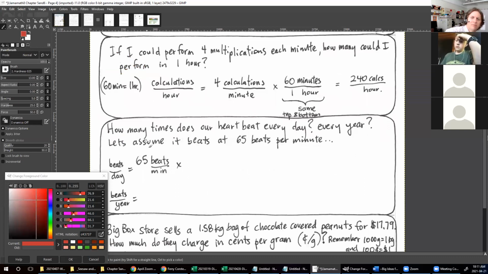So if I can perform 4 multiplications each minute in my head, so you're going to give me 2 numbers times 2 numbers, and you're giving me a whole page of them, and I'm going to race through, and you're going to give me multiple pages of them.